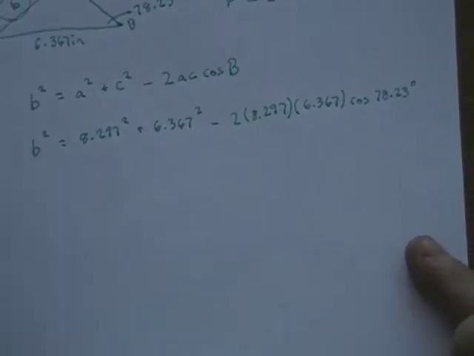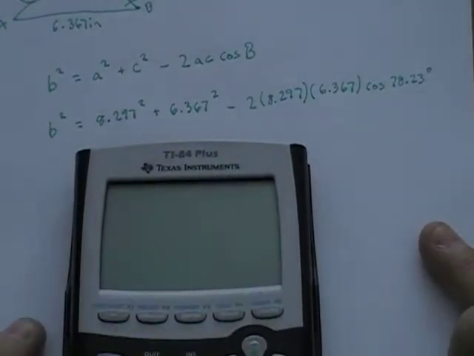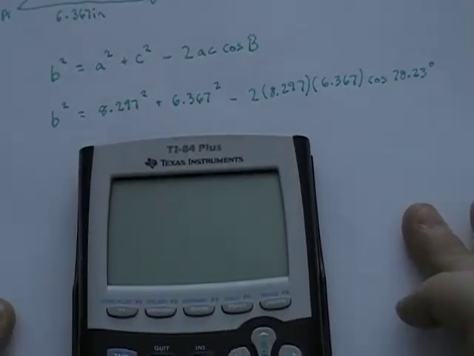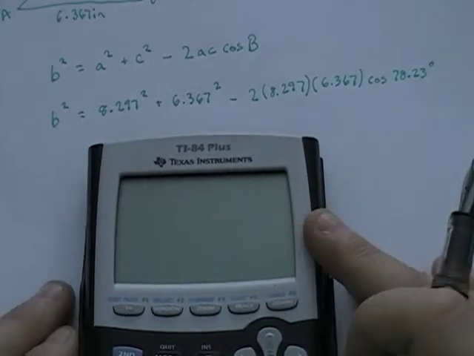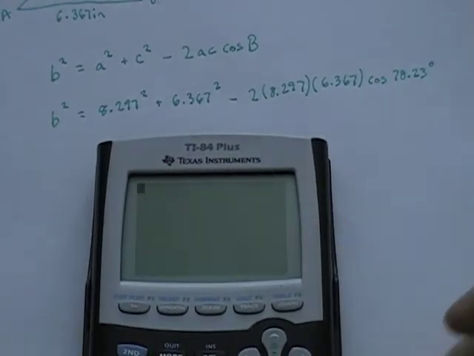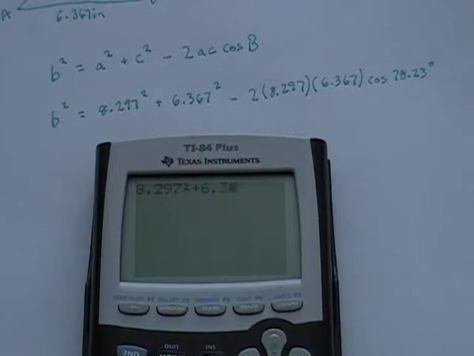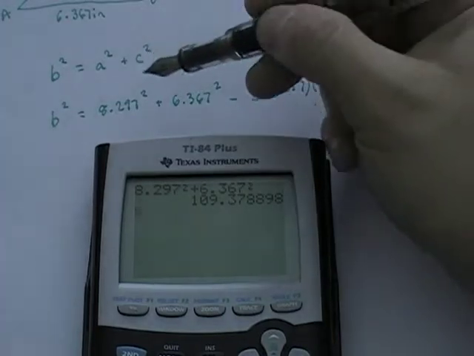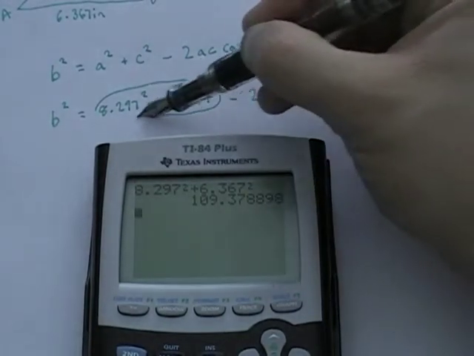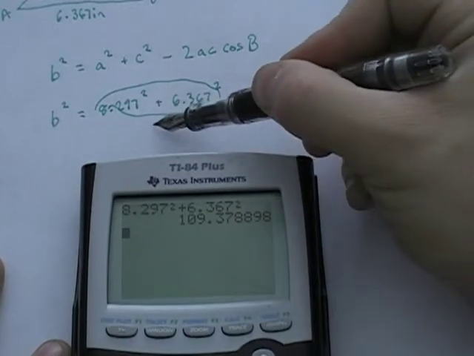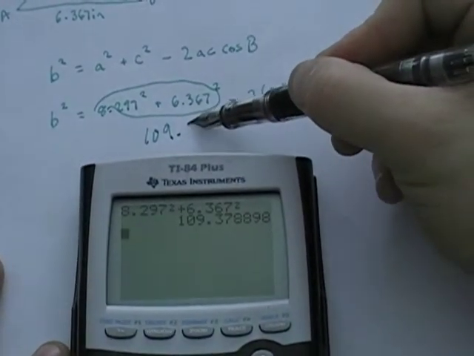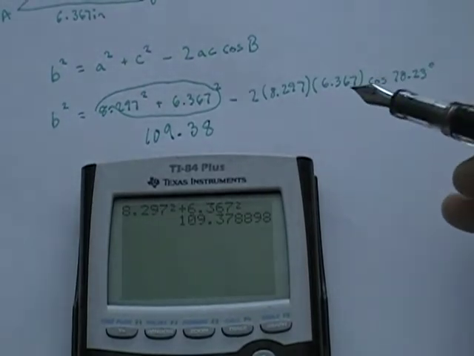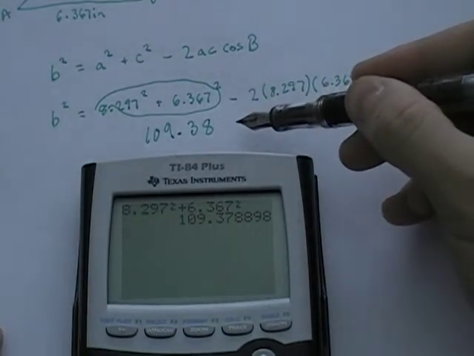And I want to show you how I typed this in. And again, I think it's very, very important that we relate this to this because the calculator is such a good computational tool for us. So I go through and I say 8.297 squared plus 6.367 squared. And I go ahead and press equals. These two combined give me a total of 109.38. And a couple of decimal places is fine, okay?